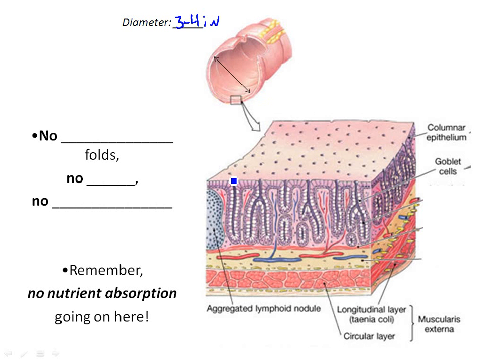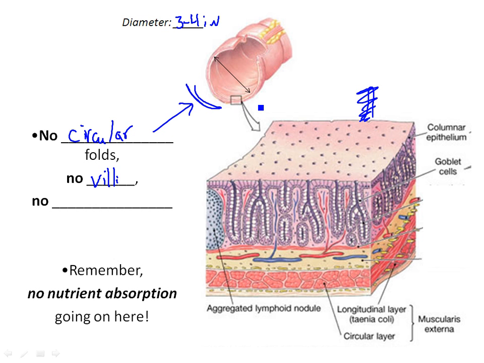And again, I already told you there are lots and lots of these crypts or pits present, but you're going to notice that we do not see any villi. There are no villi extending from here. That's not happening. You also don't notice any circular folds. So when you look at the inside here, you'll see that it's a very smooth surface.